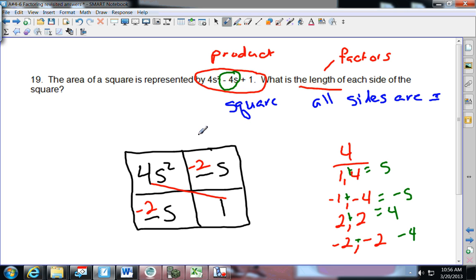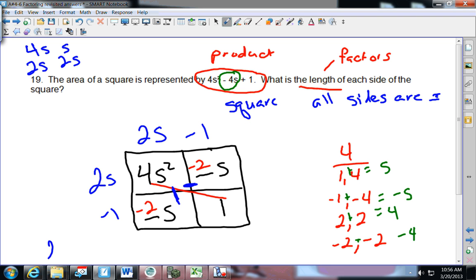Now, 4s squared, I said they've got to be the same. So 4s squared, remember, is 4s and s, or 2s and 2s. And if on a square they've got to be the same, that means this is going to be a 2s and this is going to be a 2s. Well, that makes sense because out of these two boxes, the GCF is 2s. Out of the top and the bottom box, it's 2s. 2 times what gives you negative 2? Negative 1. Well, that's got to be the same over here. So the length of each side is 2s minus 1.